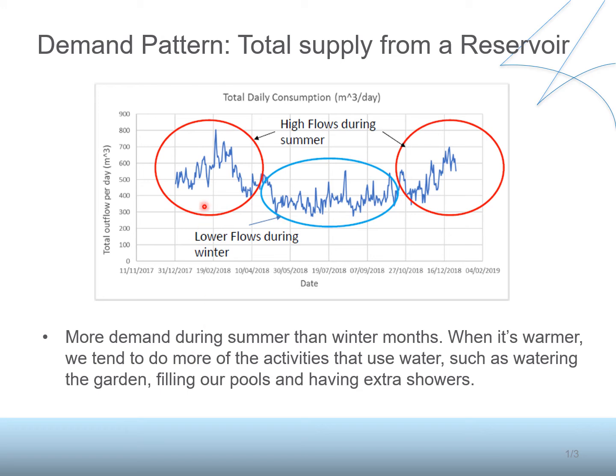This figure here shows the total water supply from a reservoir in a particular township. These are the summer months, right? And this is the winter months. So we can see more demand during the summer months than winter months. Why? When it is warmer, we tend to do more of the activities that use water, such as watering the garden, filling our pools, having extra showers, and so on.